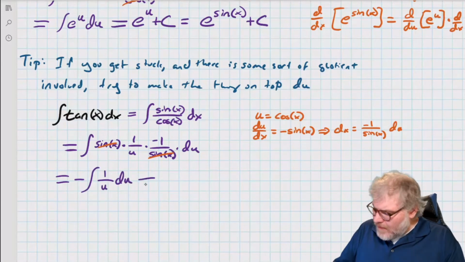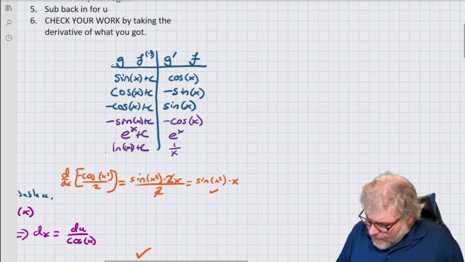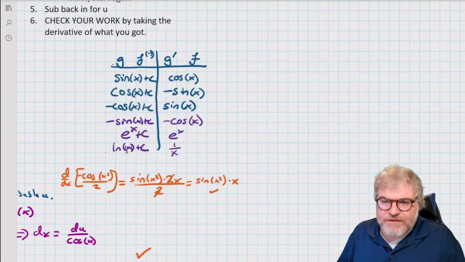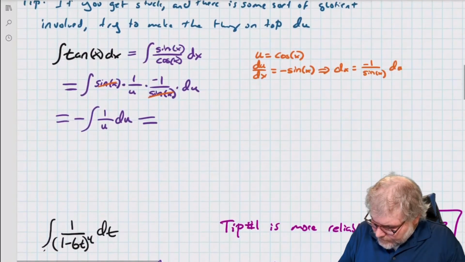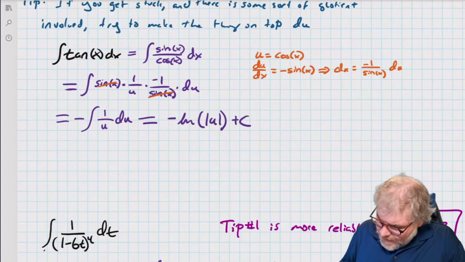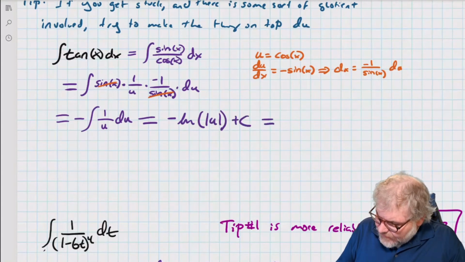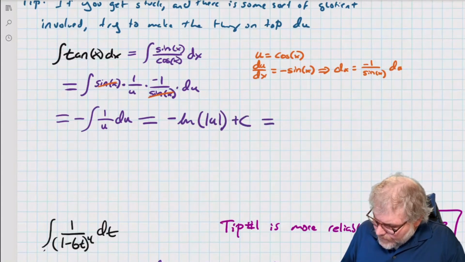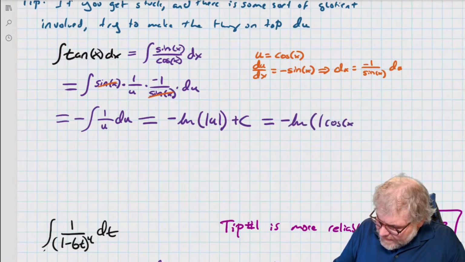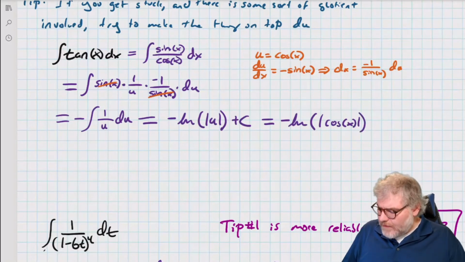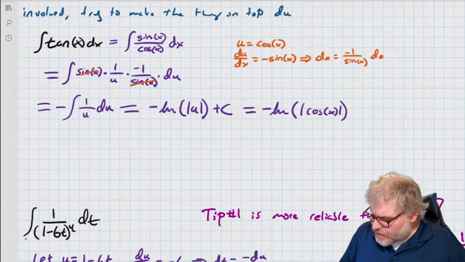Now, if I look on my chart, for 1 over x, the antiderivative is the log of the absolute value of x. And now I'm going to substitute in for the absolute value of u. And I get negative log of the absolute value of cosine of x as such. Now, I want to take the derivative to check.